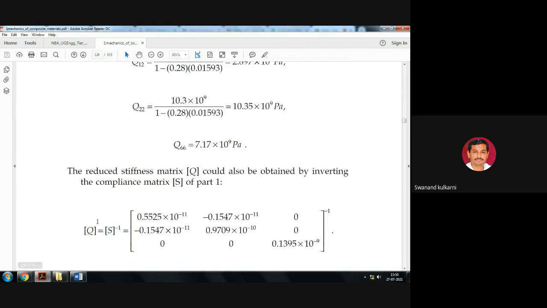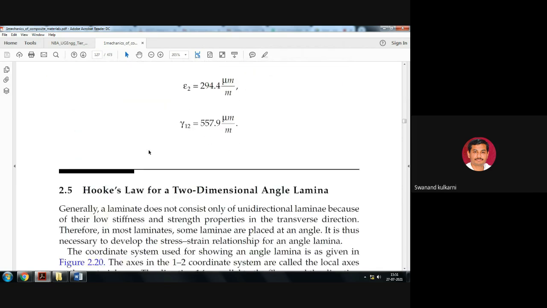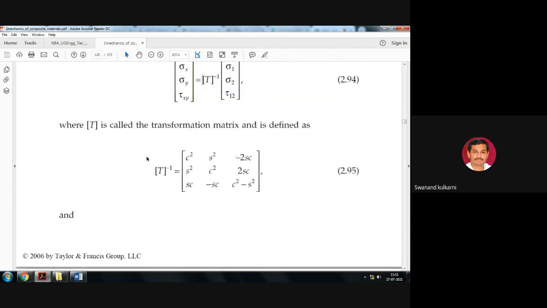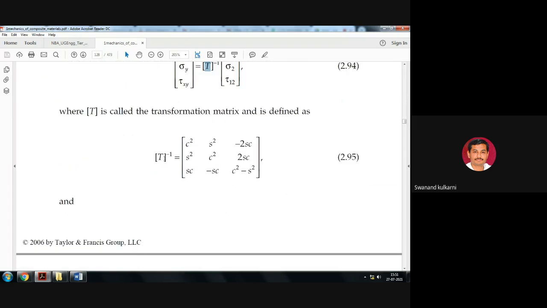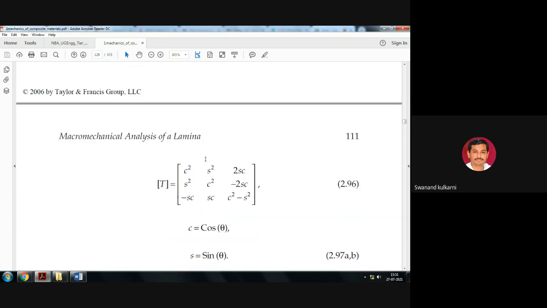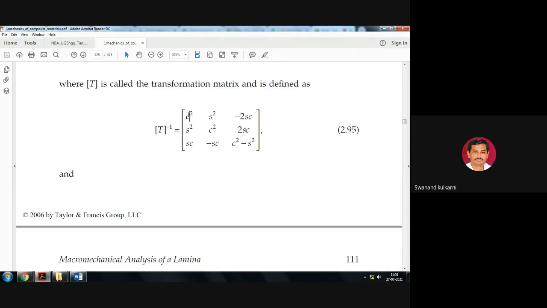So this Q and S, with the help of this matrix, is generated here, and likewise here also we are using this transformation matrix. Is it okay? So this transformation matrix, which is the basis of computer graphics, is given as C square, S square, minus 2SC. This particular matrix you have used in computer graphics, where C represents cos theta and S represents sin theta. Is it okay?